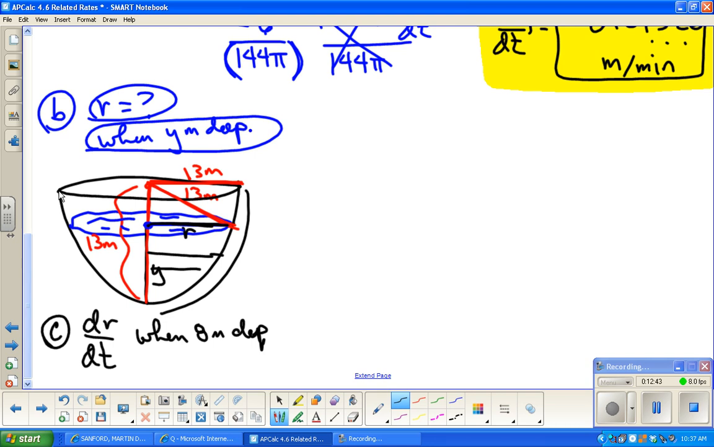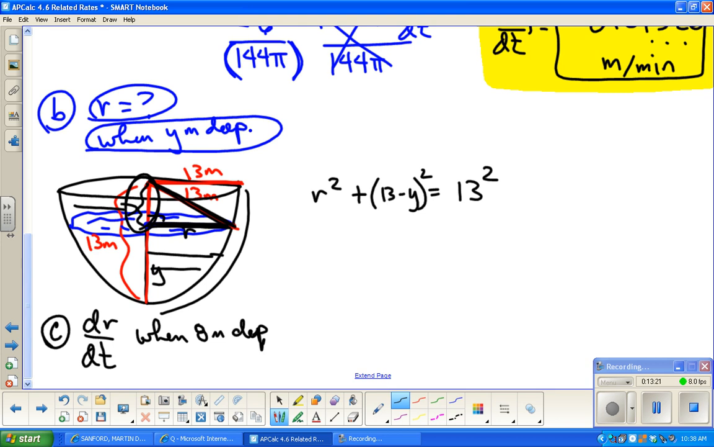I love Pythagoras. Okay, so quick little note here. This is 13. This is r. That's a right triangle. We just need to know what that is. So I know r squared plus mystery something squared equals 13 squared. And the question is, how can we write that? 13 take away y. If the entire height of this center is 13 and the water level's y, wouldn't that part be whatever's left? So 13 minus the y.